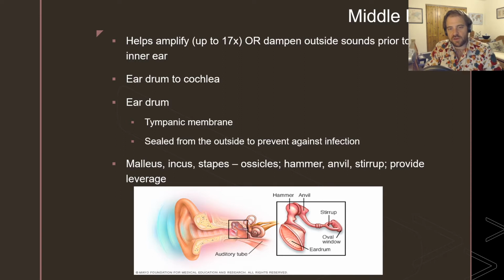Okay, so now we're going to talk about the middle ear. This is going to go from the eardrum to the cochlea. The middle ear is really amazing because it can amplify sounds up to 17 times. So really, really quiet sound, like a mouse whispering, you can amplify that up to 17 times so you can actually hear these things.